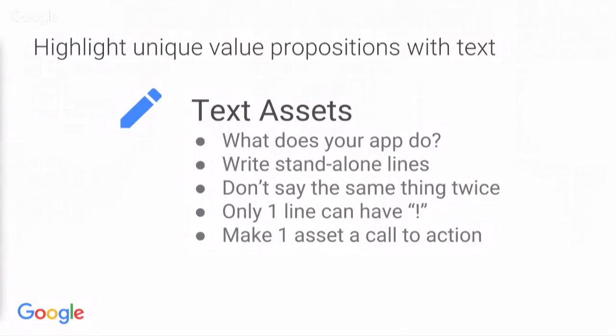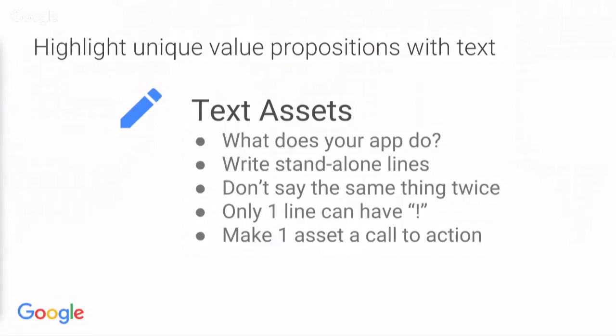And because Conversion Optimizer is actually taking different forms of your assets and testing out different combinations, you want to also make sure that you're writing standalone lines so that, even if only one text line is served, maybe alongside a display asset, the user is still able to get a good idea of what your value prop is and what your app's capabilities are.